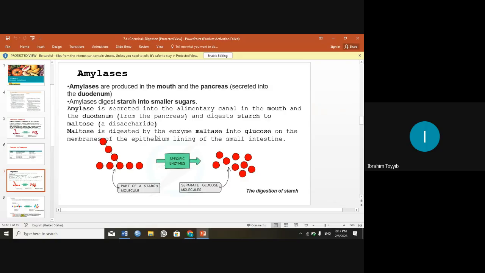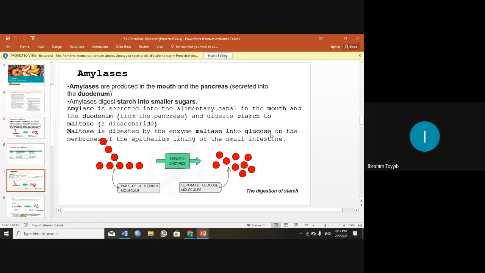So maltose is digested by the enzyme maltase into glucose. So it will now be digested into what? Monosaccharide. Can you see? Starch is a polysaccharide. It will be digested to what? Maltose, which is a disaccharide. Then this maltose will be acted upon by the enzyme maltase, which will digest it into what? Glucose. We now have polysaccharide, disaccharide, and monosaccharide. Sugars of what? Of carbohydrates.